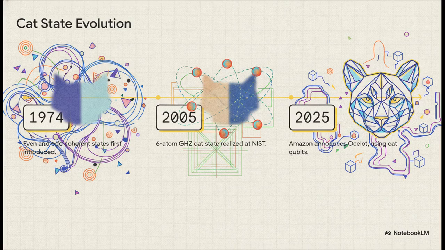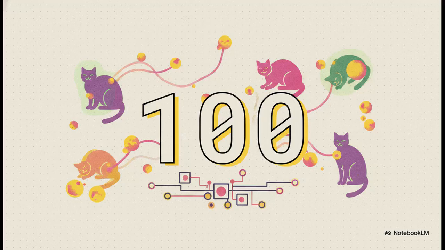The evolution of this concept is just astonishing. It starts out as mathematical theory with even and odd coherent states back in 1974. By 2005, a team at NIST managed to realize a highly entangled cat state using 6 distinct atoms. And then, jumping straight to February 2025, Amazon announces a groundbreaking quantum processor prototype nicknamed Ocelot, which actually utilizes cat qubits. But wait, here's the catch, and it's a big one.